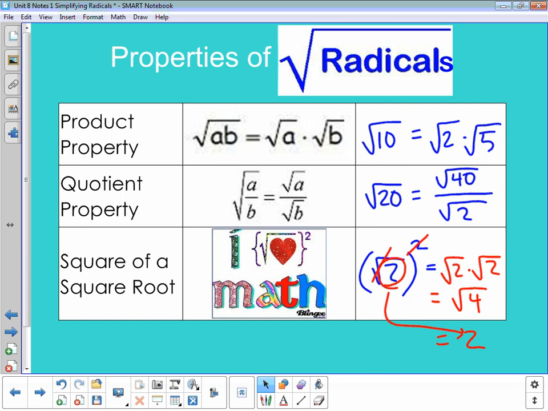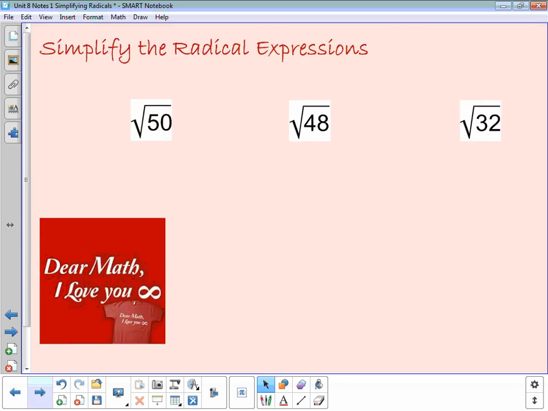Now all those things are going to help us simplify radicals today. Let's take a look at number 4 on the back of your notes page. I'm looking at the square root of 50. Let's break down each of those numbers. Okay, I'm going to do the prime factorization of those numbers. So for 50, I'm going to break it down into 5 and 10.